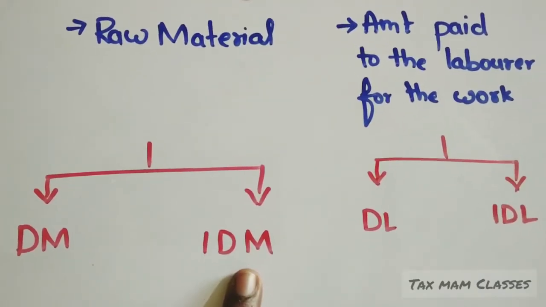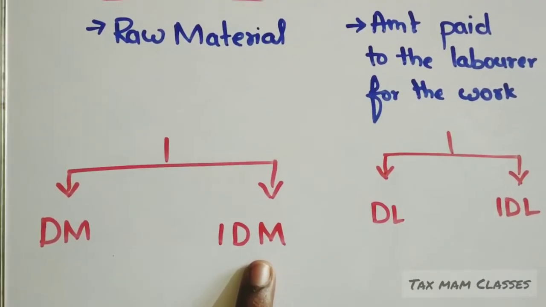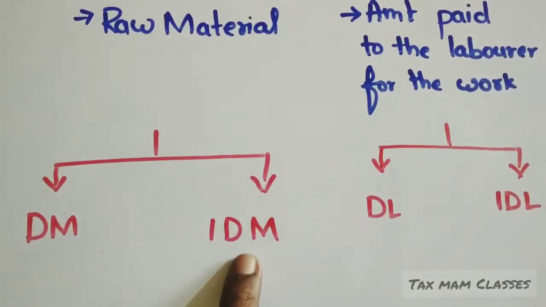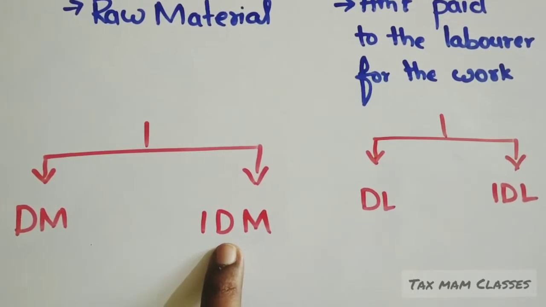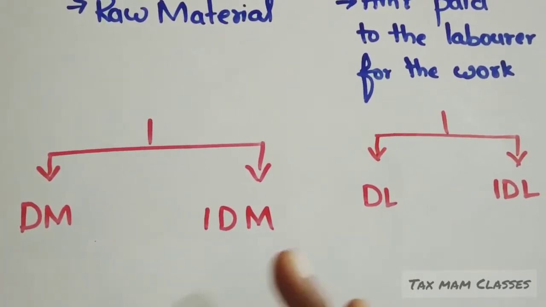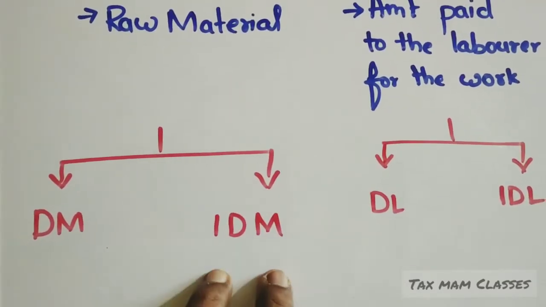Indirect material means material which we cannot see, but it is used as a raw material only. In the same example of furniture, we will use Fevicol, right? Fevicol is used as a raw material, but it can't be seen.